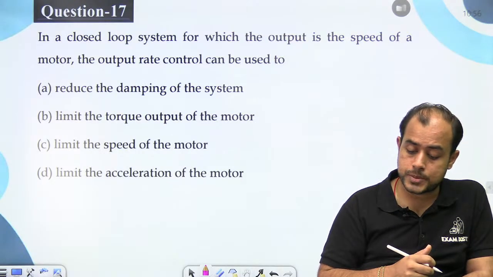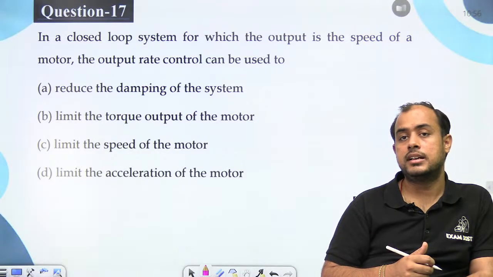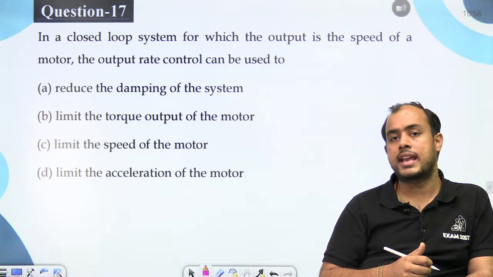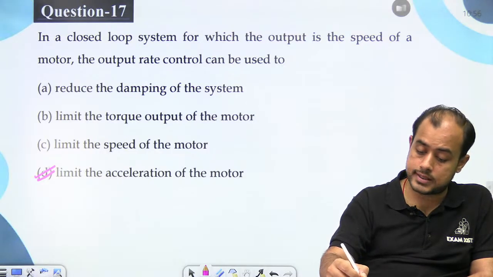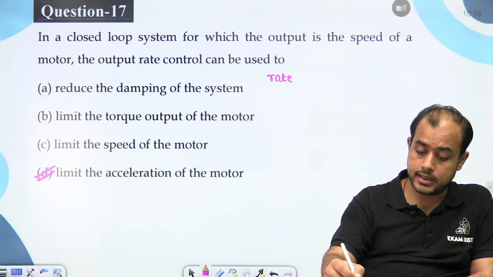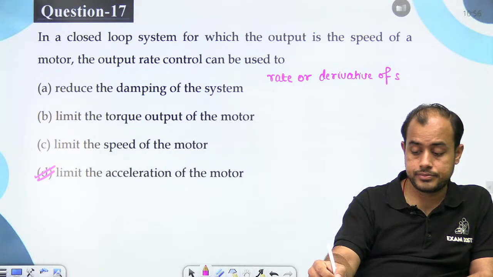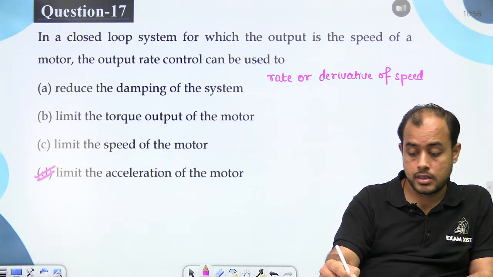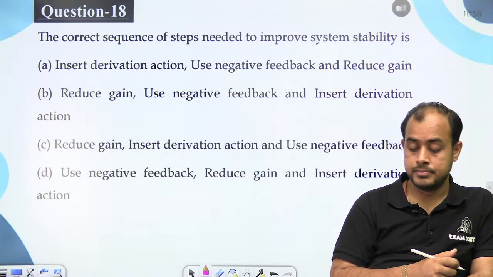In a closed loop system, ESE 2013, when the output speed of the motor is controlled, output rate control can be used to limit acceleration, because rate or derivative of speed is equal to acceleration. Okay.